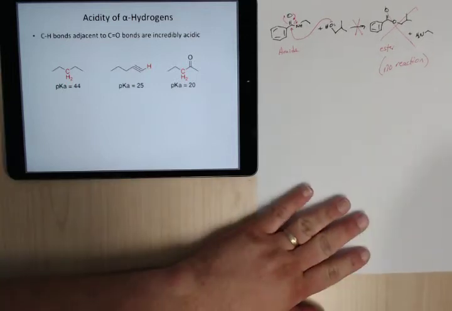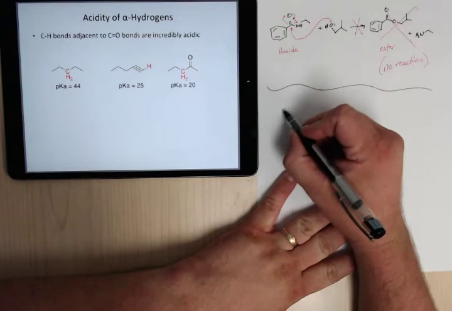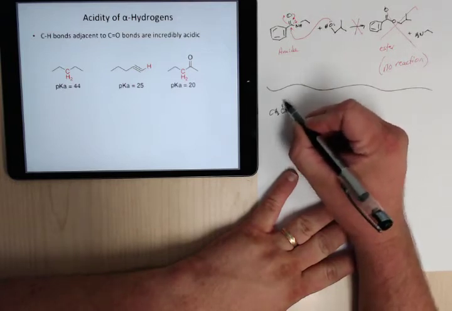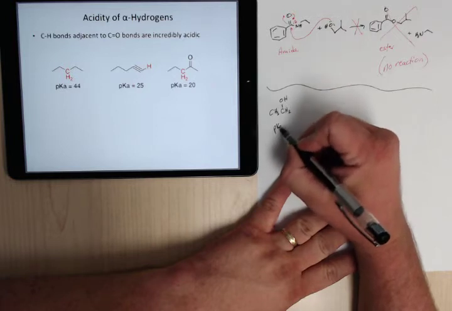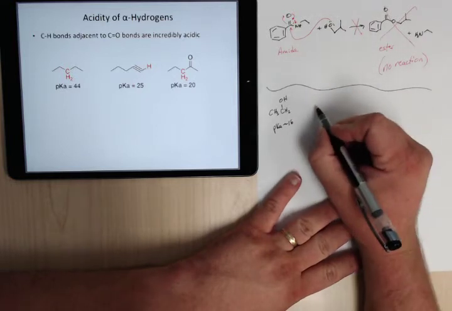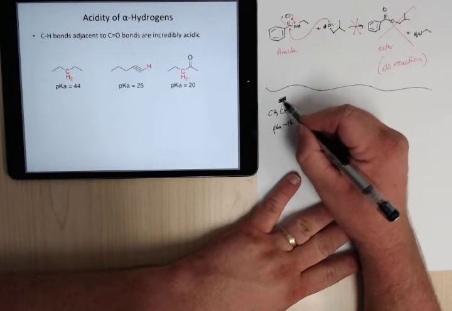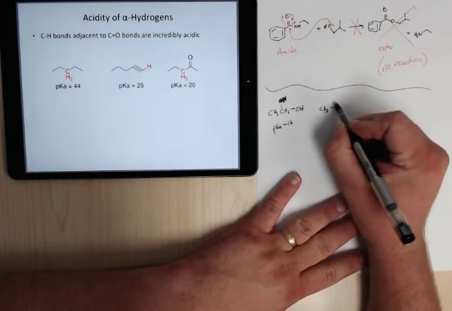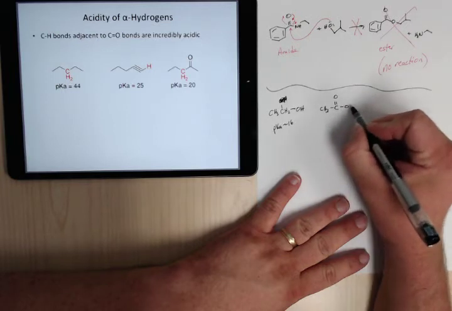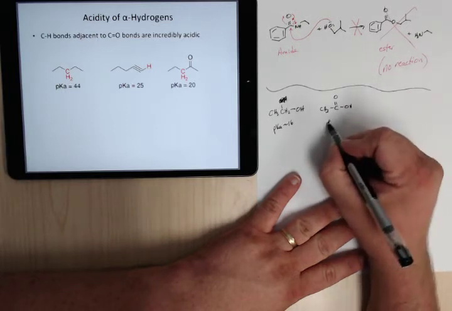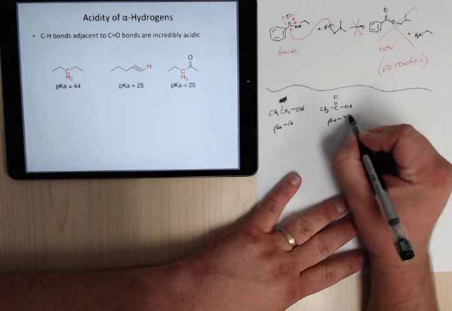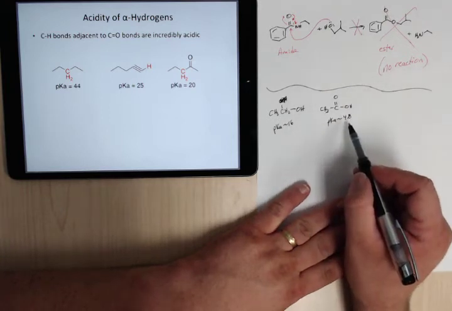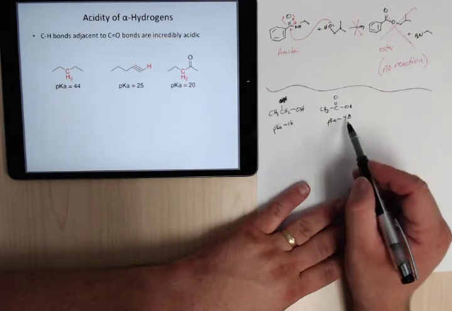Okay, so if you think about this, if you have ethanol, the pKa is like 16, something like that. But let me draw it like this. But if instead you had this, the pKa is about 4.8. It's a massive drop in pKa, a massive increase in acidity.